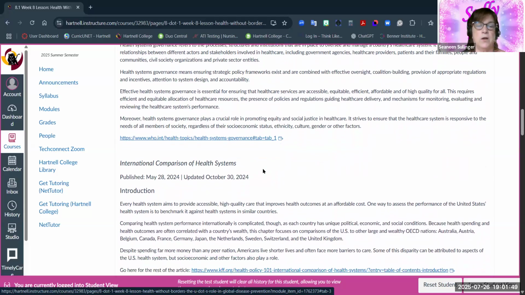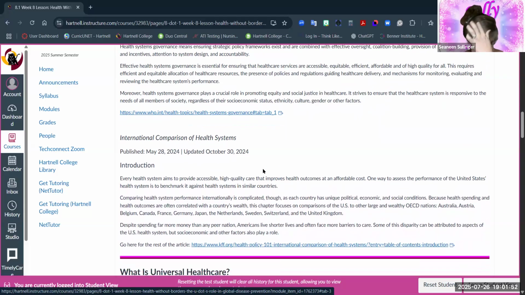And then I gave you an article. This is the introductory piece of it, and then the link to the rest of the article on health policy is here, comparing health systems internationally around the world. Hopefully our health systems, that's the goal. That's why we have a system, because we want to provide accessible, high quality care to as many people as possible and have it be affordable. And so to see how we are doing in the United States, we want to check ourselves against other countries. Other countries want to check themselves against us and other countries as well.